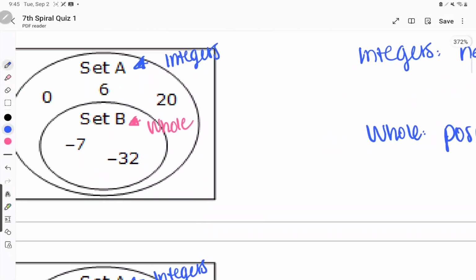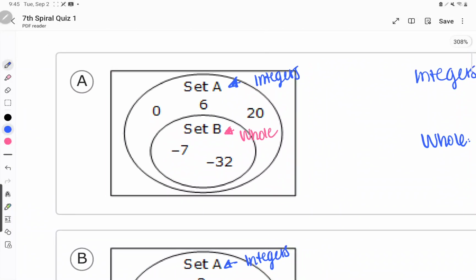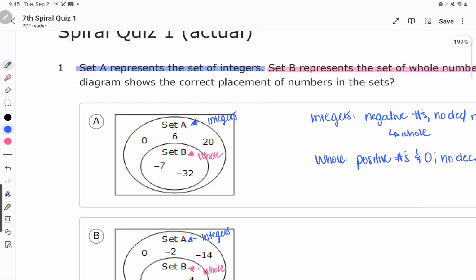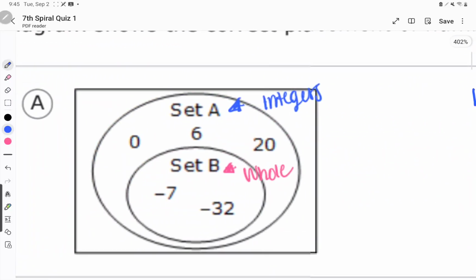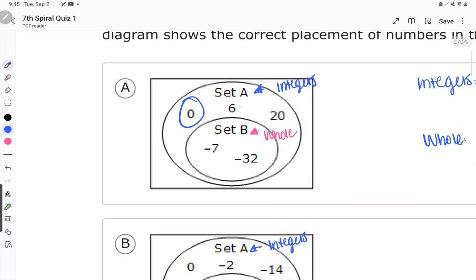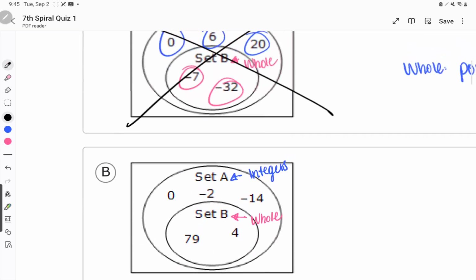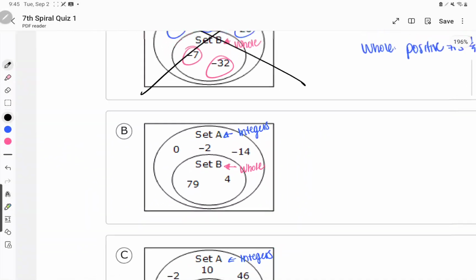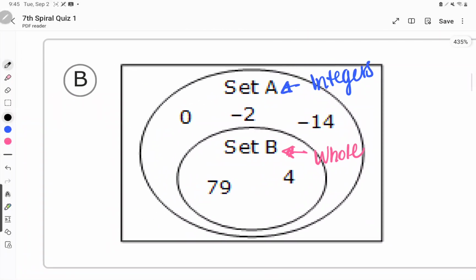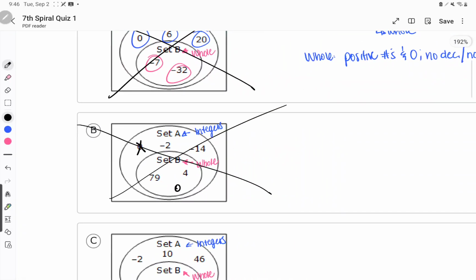So when we go through, we need to find in set A and set B which numbers are incorrect. Looking at set A, remember set A are your integers, so those should be your negative numbers. But all of these are positive. And then set B is supposed to be your positive numbers, and all of these are negative. So all of these numbers make A incorrect. Then for this one, integers, remember, are your negative numbers with no decimals or fractions. I see a number here, which is 0, which makes this not a set of integers, because the 0 should actually go there. So that makes this incorrect.